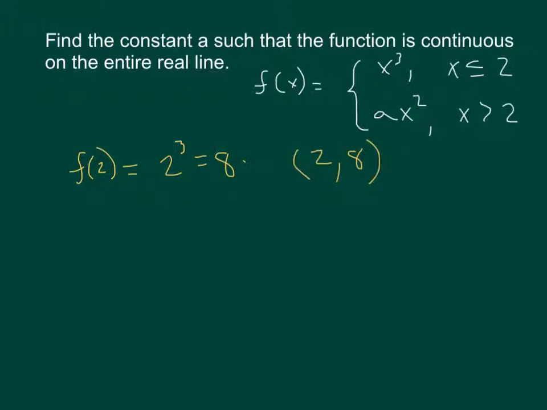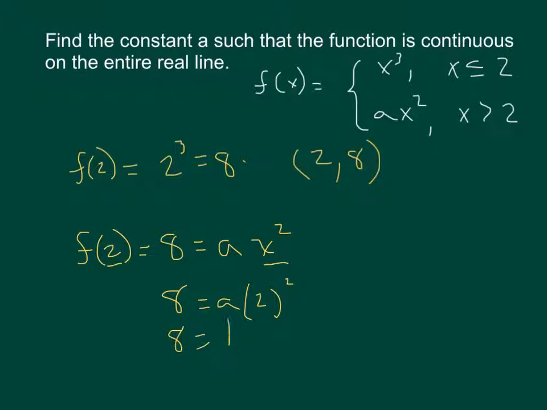So we need to make sure that f of 2, which equals 8, has to equal ax squared. Since x is 2, we can replace it with a 2. So 8 needs to be a times 2 squared, which means 8 equals 4a. So in this case, a has to equal 2.